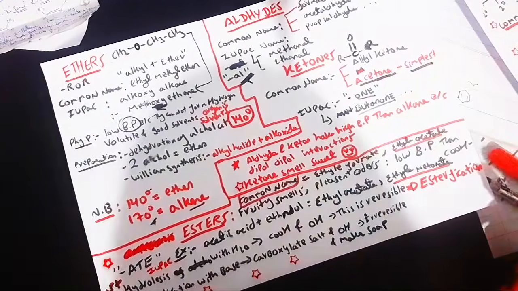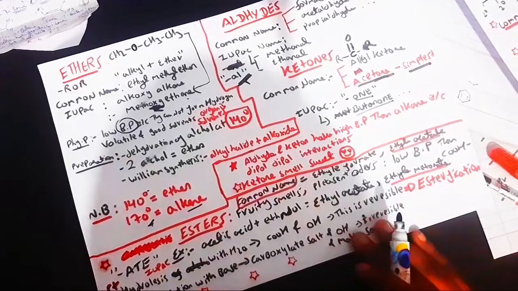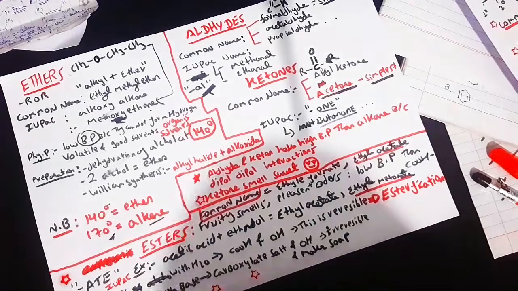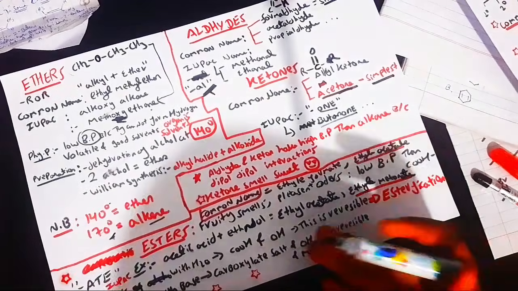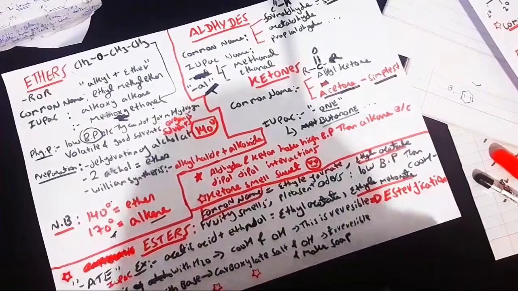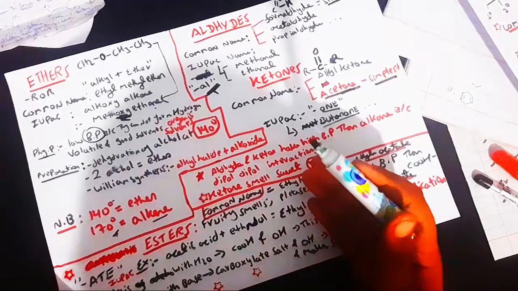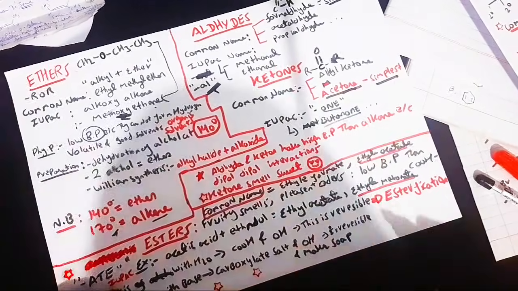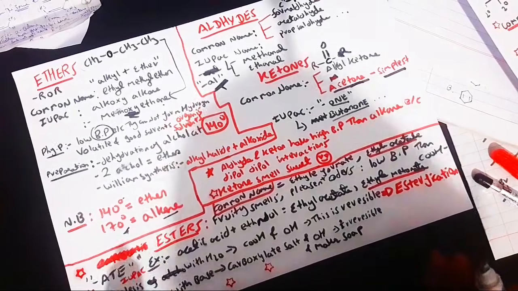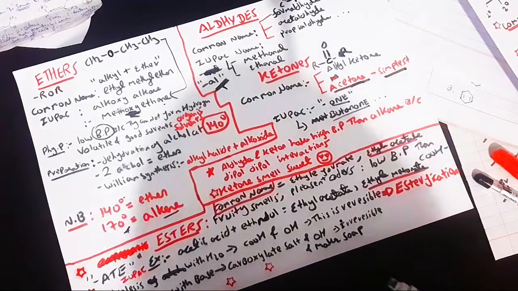And the other functional group is esters. So esters, for the common name, are ethyl formate, that's the simplest one, and ethyl acetate. It goes on like that. And for the IUPAC naming, they end with the suffix -oate, such as methanoate, ethanoate.